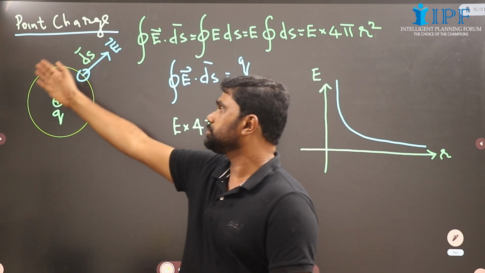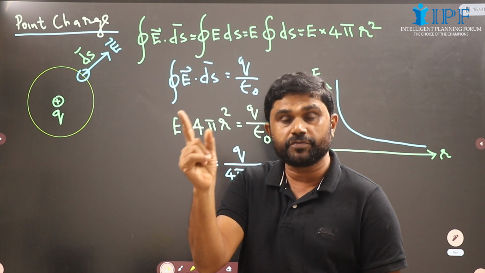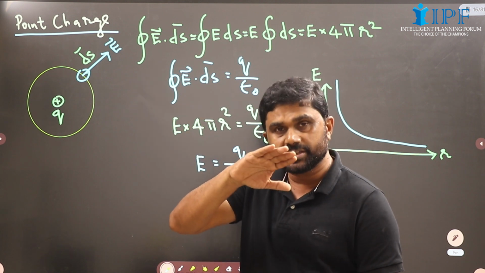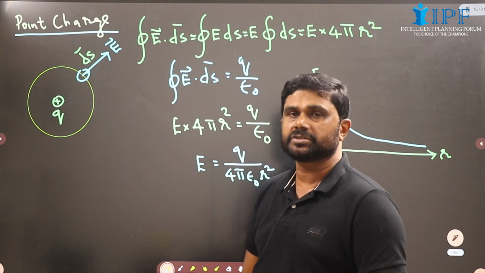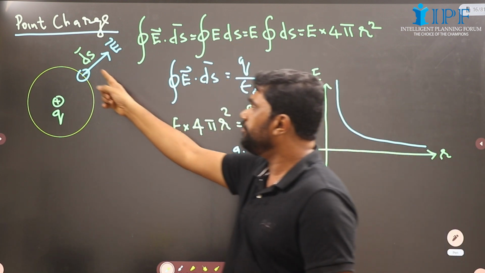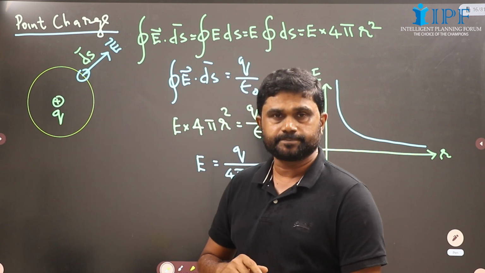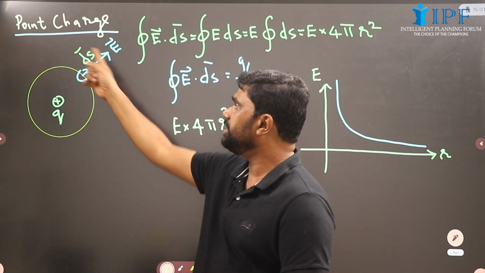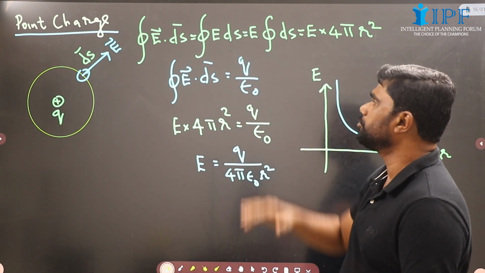Everywhere on this Gaussian surface, the elementary area is directed along the outward normal, or let us say radially outward. The intensity of electric field is also along the same direction. So vectors E and ds are along the same direction, and E dot ds will be E ds. Now every point on this spherical surface is equidistant from the point charge, so the intensity of electric field will have a constant magnitude everywhere on this spherical surface. So this E can be taken outside.